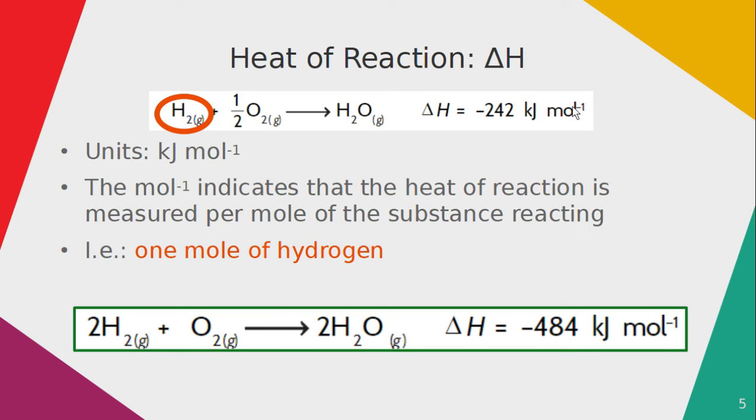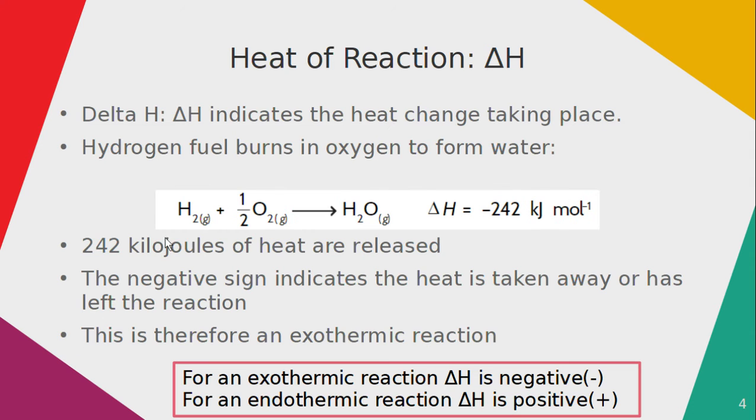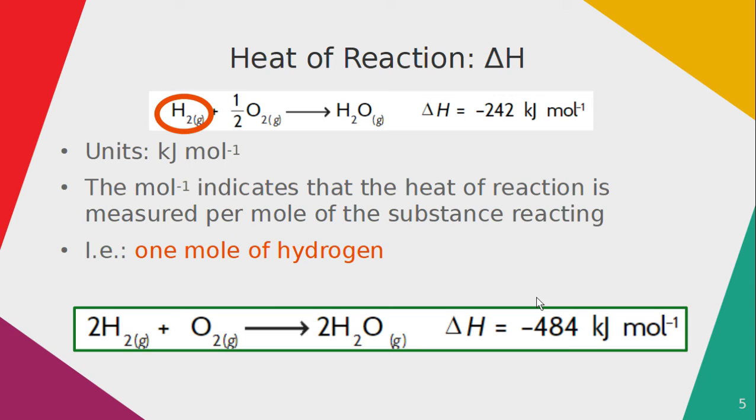The units of heat of reaction are in kilojoules per mole. So we mentioned already the kilojoules, that's the unit of energy. So the SI unit, the standard unit for energy, is joules, and because one joule is very, very small, we do it in terms of kilojoules just to make the numbers easier to manage. This would be 242,000 joules. And the fact that it's mole to the power of minus 1 means per mole. And this indicates that the heat of the reaction is measured per mole of the substance reacting.